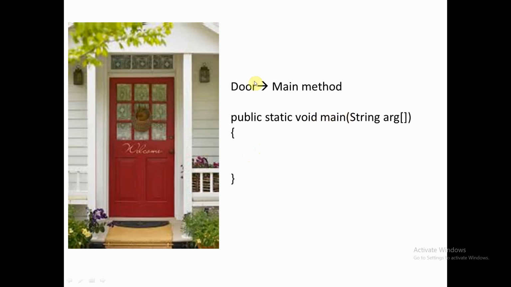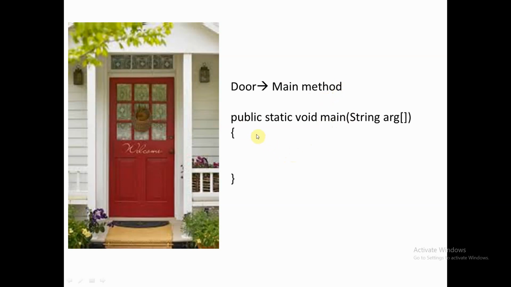So as door is important for our house, main function is very, very important for our Java program, and it is also said to be the entry point of our program. So main function is entry point. Hope you can understand: door is our entry point for our house. Same way, main function is an entry point for Java programming. Through main function only we are able to access other functions, other classes, everything inside our Java program.